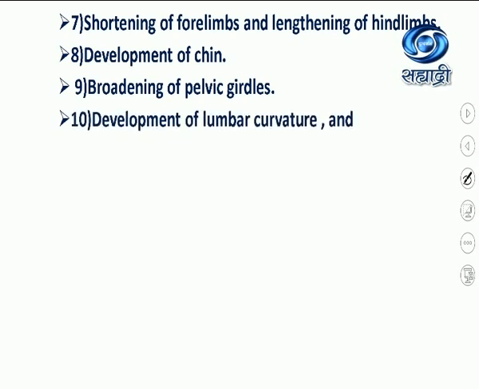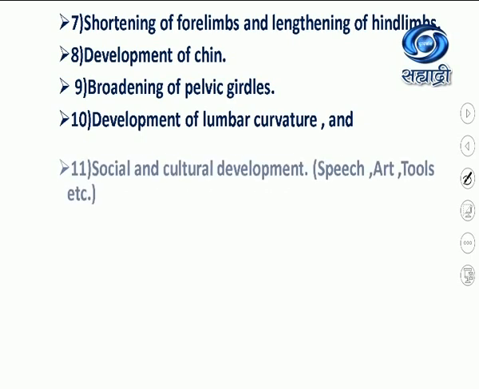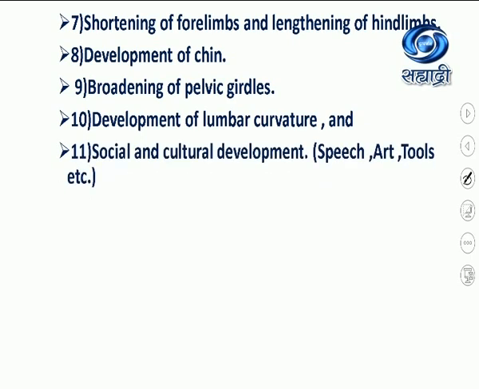Development of lumbar curvature. There are two curvatures. We have an S-shaped vertebral column, with lumbar curvature to make our posture erect. It developed. We are a social animal. Man is always a social and a cultural animal. We speak, we talk, we perform various types of arts, we use tools. So all these developments occurred during human evolution. Let us see the history with the help of this chart.